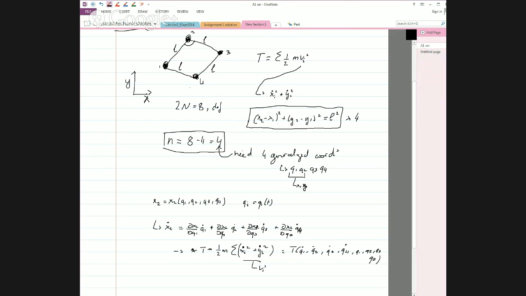You do need to specify the qi, right? You should make it very clear in the assignment what you've chosen as your four generalized coordinates. The example I chose was the x and y position of one mass as q1 and q2, and then I chose a couple of angles that specify the rest of the system. And then you can write out these equations here for x1 and x2 as a function of the q's by using some of the symmetries.